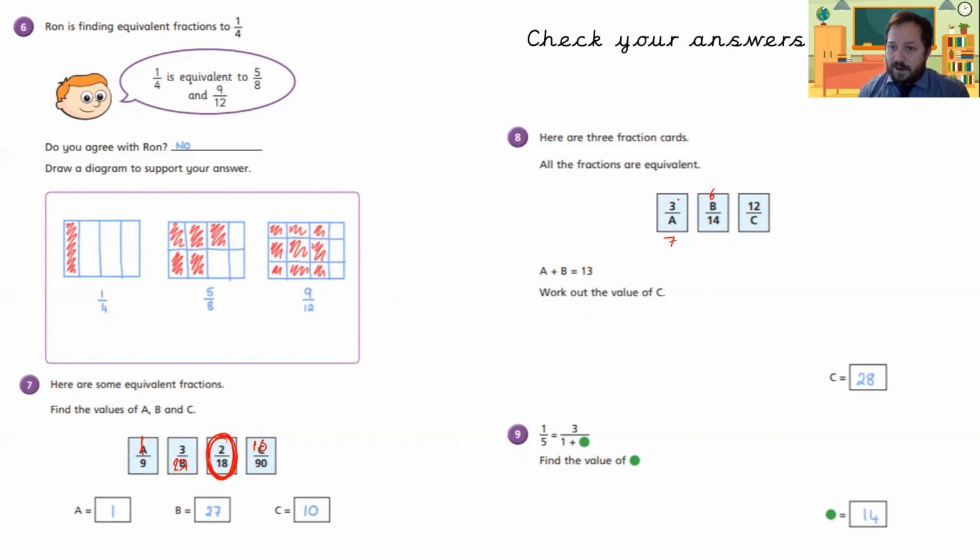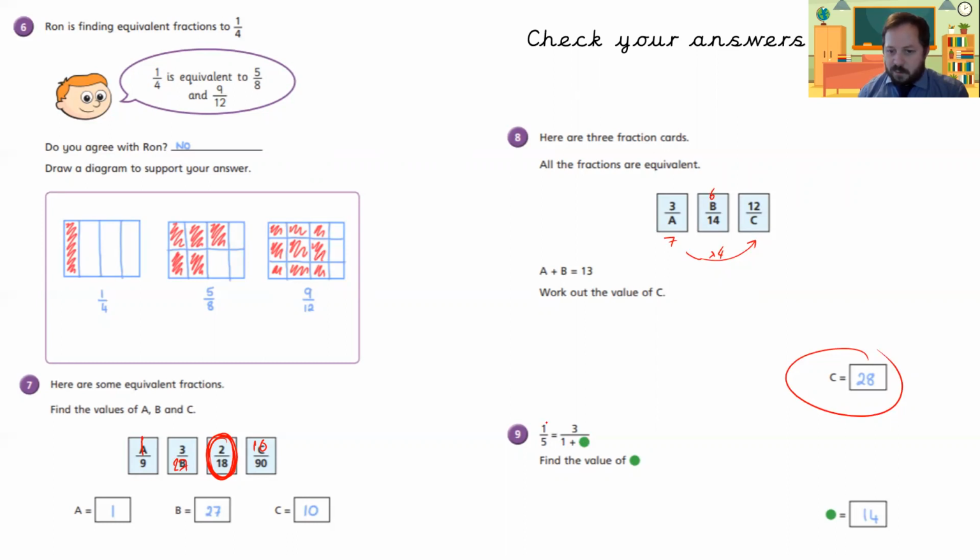Then we can think about, okay, now I can use that understanding to go from 3 to 12, which is timesing by 4. So I must times 7 by 4 to get C. So C is 28.